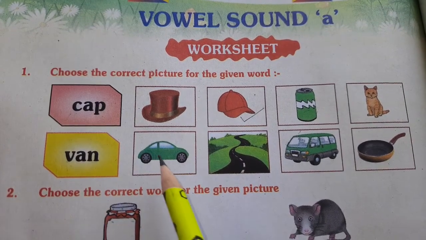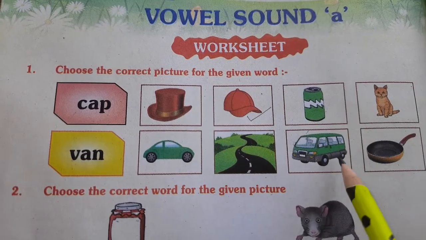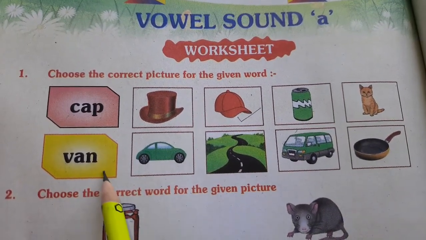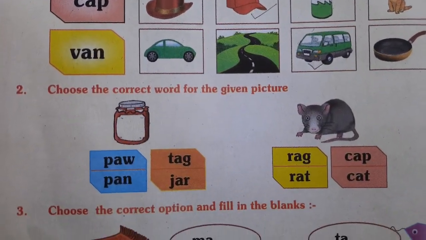This is a van. This is a car, and this is a van, and this is a pan. So this is a van, and van is the correct option.